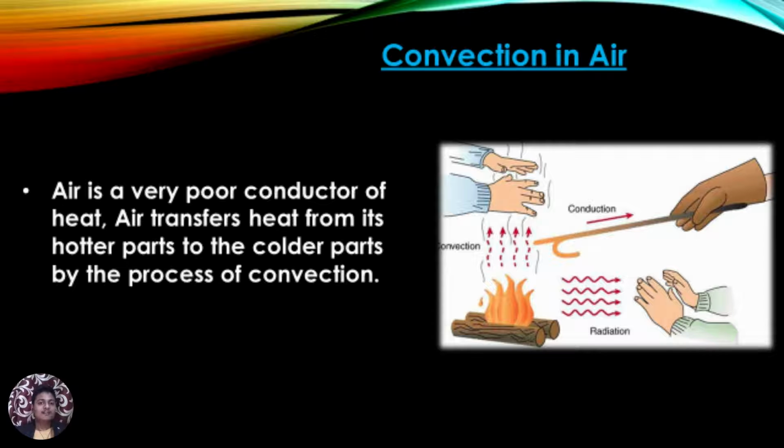First we will talk about convection in air. Air is a very poor conductor of heat. Air transfers heat from its hotter part to the colder parts by the process known as convection. See the example. If there is burning wood, we already know about conduction, which moves in solid parts like metals from one tip to another tip. But in the air, if you put your hands above that bonfire, you also feel some warmth. That is convection in air. Whenever you feel warm around that part, it is known as convection in air.